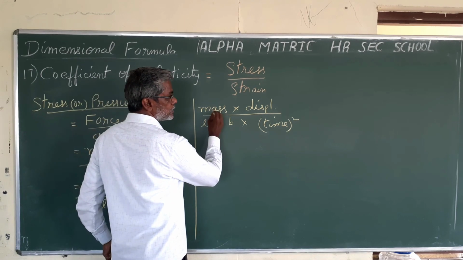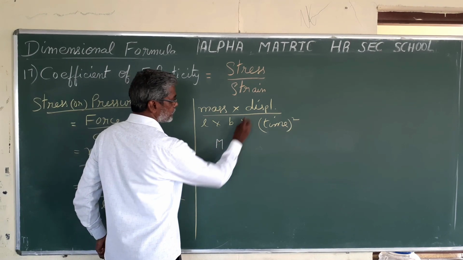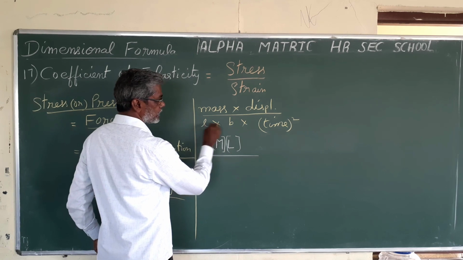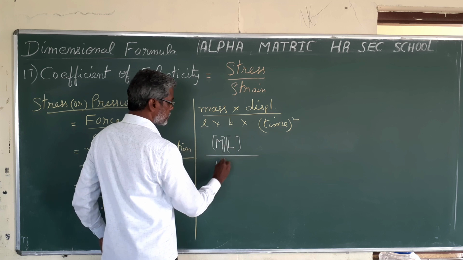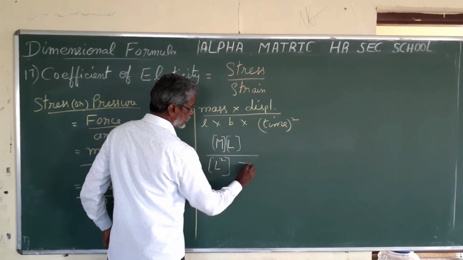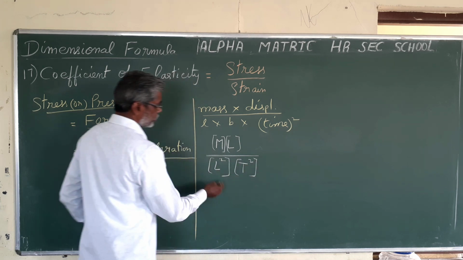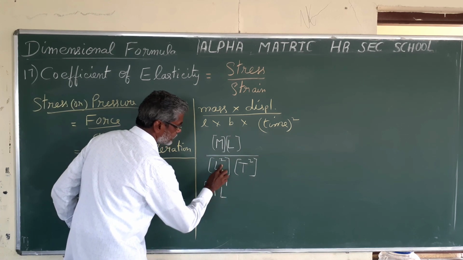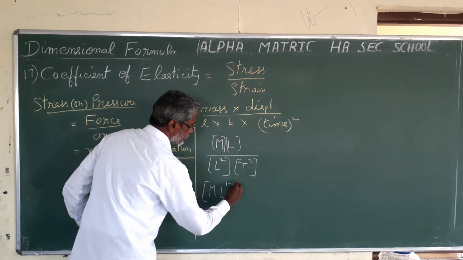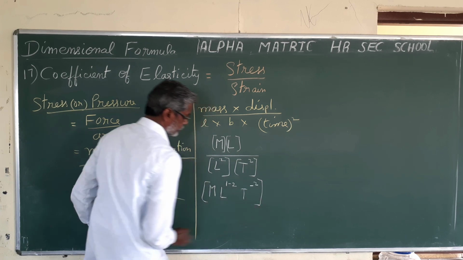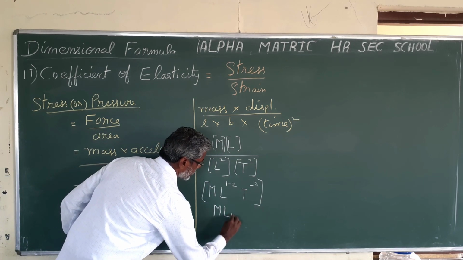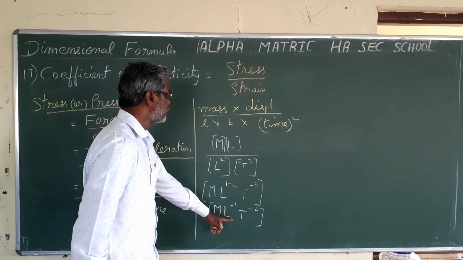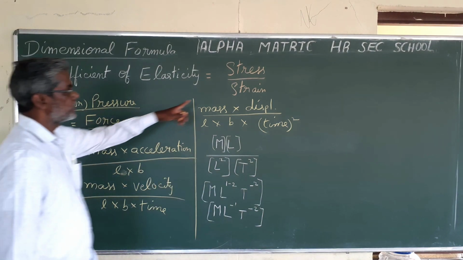Now what is the dimension for mass? M. For displacement, L. Here one more L, so I can write L square, here T square. Now you bring it to the numerator side: M, L, here 1, here 2, so it becomes L⁻¹, and T⁻². So I can write M L⁻¹ T⁻². This is the dimensional formula for stress or pressure. Now we will calculate for strain.